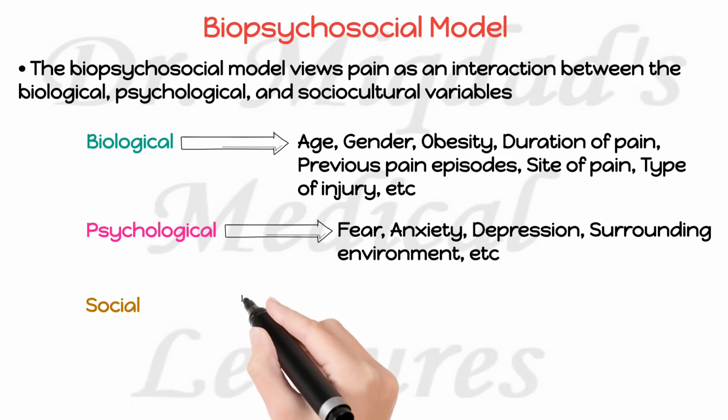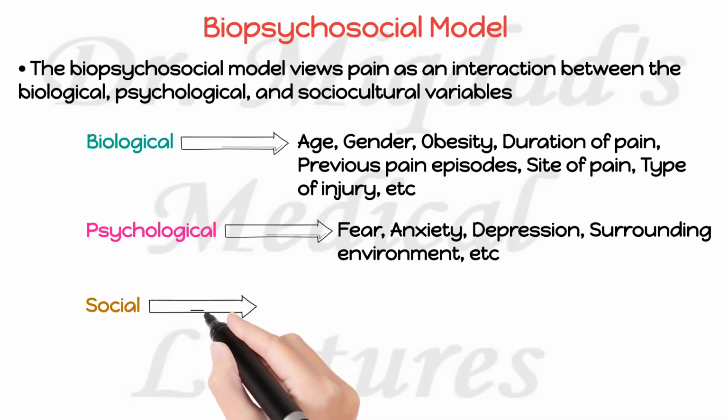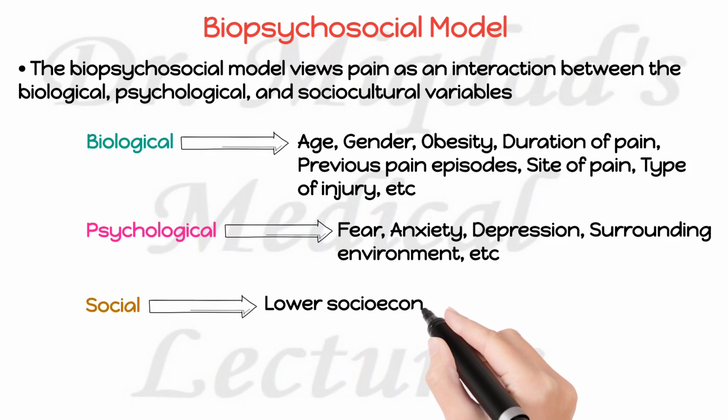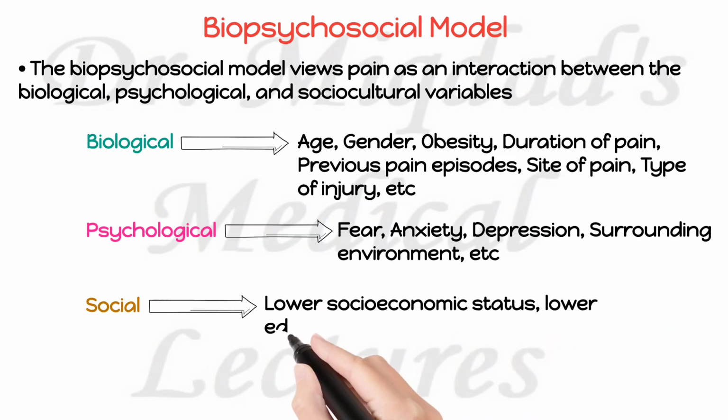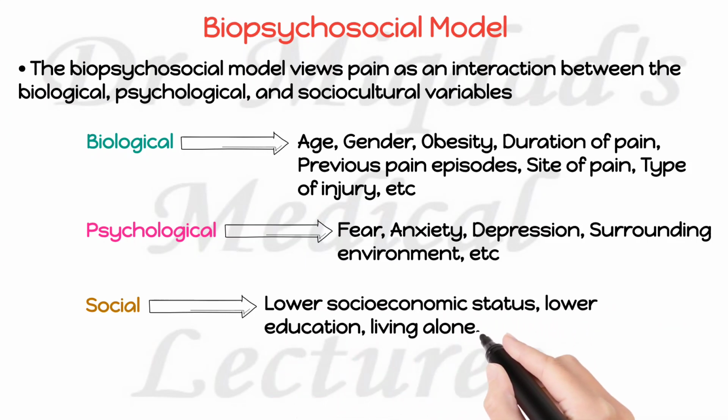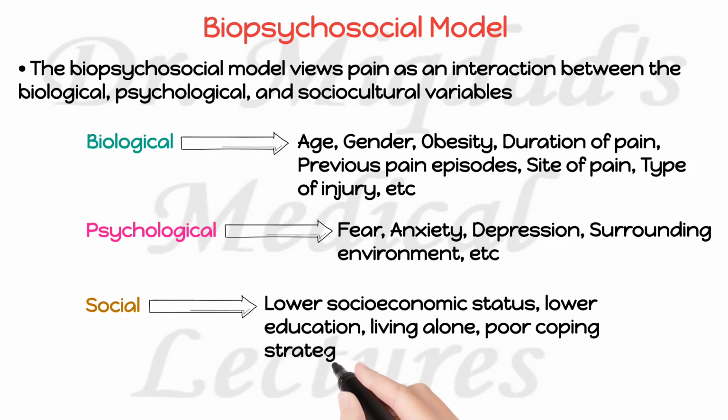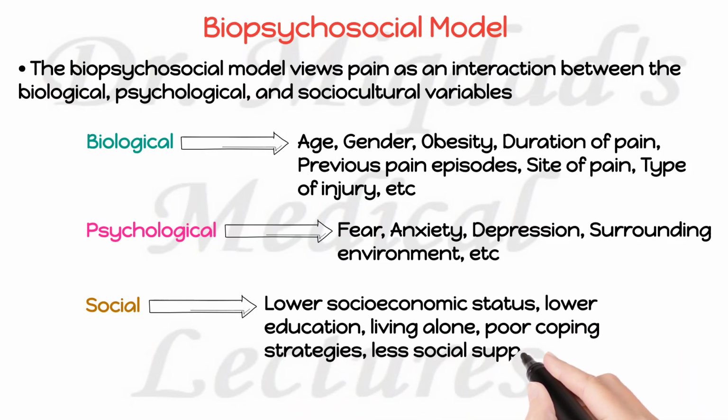They include variables like lower socioeconomic status, lower education, living alone, poor coping strategies, less social support, etc. So imagine a person who sustained a minor injury is not having enough money or resources to go to a doctor for dressing. He may ultimately end up with the wound getting infected and becoming more painful and more chronic, which further increases the pain.